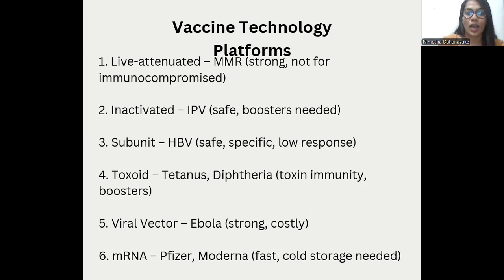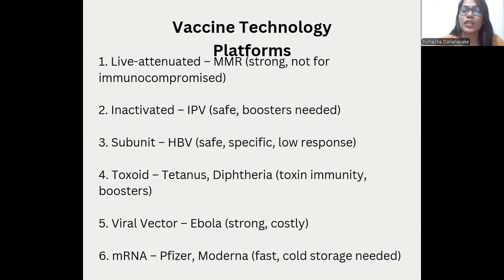First one, live attenuated vaccines. These use weakened versions of the germs. They give a very strong immune response, but they are not safe for people with weak immune systems. An example is the MMR vaccine. Inactivated vaccines use killed versions of the germs. They are very safe, but we often need booster shots to keep the immunity strong. The IPV inactivated polio vaccine is an example.